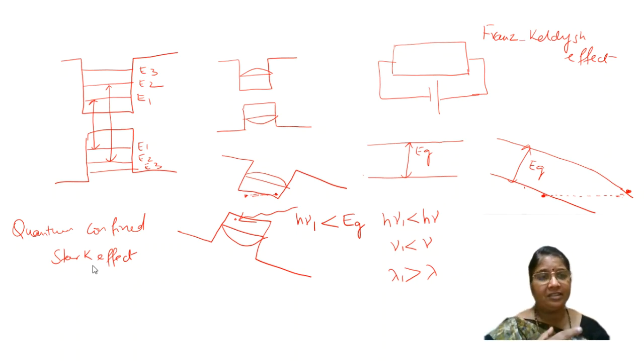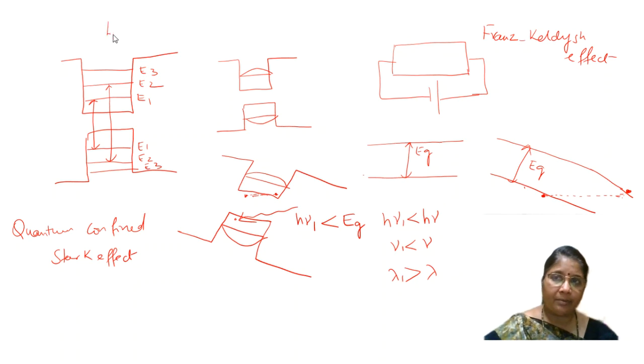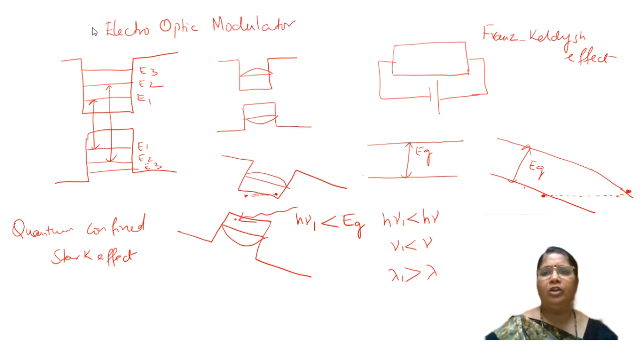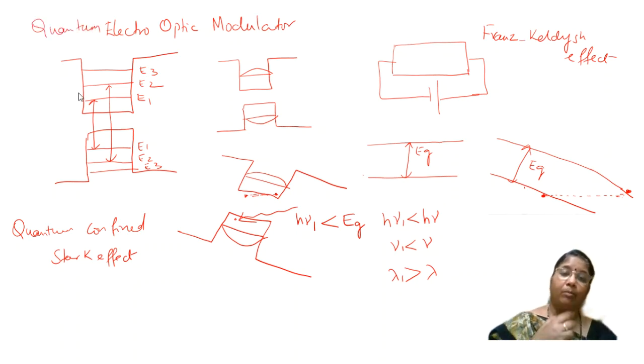So due to the Franz-Keldysh effect, there is a bending of energy bands. Due to the quantum confined Stark effect, there is a splitting of energy levels, and you have a wavelength which is now greater than the original wavelength. There is a red shift. So you say there is a change in the wavelength. So what is happening here is electro-optic. This is an electro-optic modulator, or you could also call it a quantum electro-optic modulator.